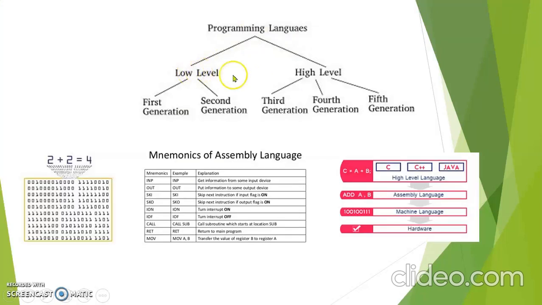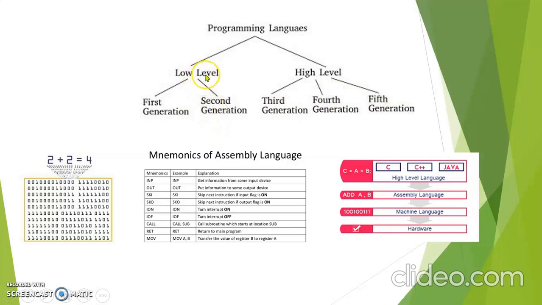Software has two components, low level and high level. Low level has two components, first generation and second generation. We're talking about language: first generation language and second generation language. Then high level has three components: third generation language, fourth generation language and fifth generation language.